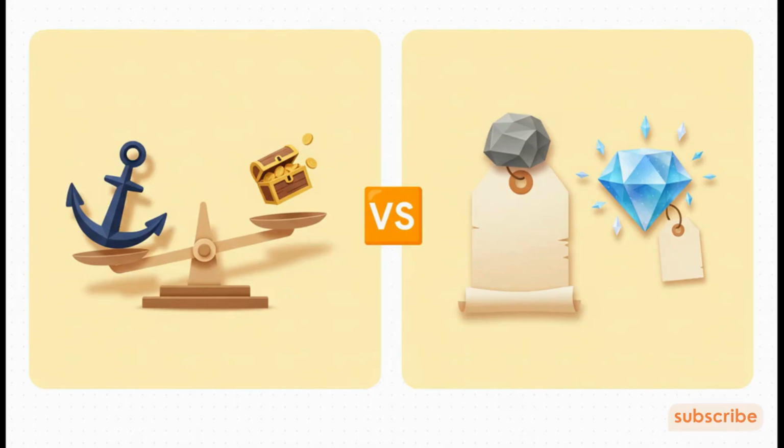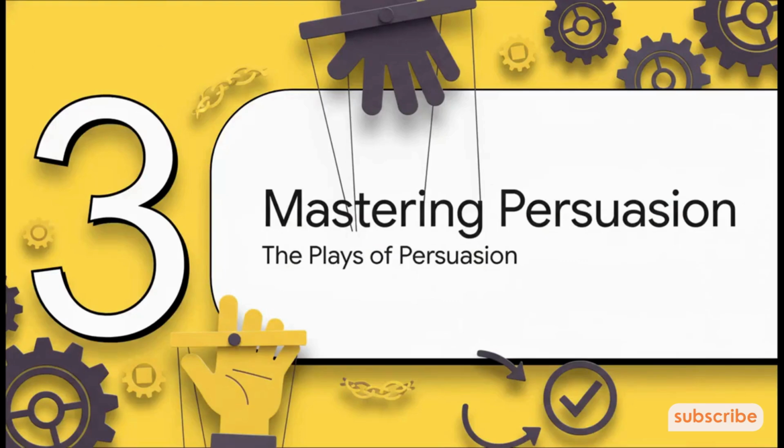Here we have two really powerful ways to frame a request. On the left, you've got anchoring. This is where you start with a really high number, like a crazy high price, to make what you actually want to ask for seem way more reasonable. And on the right, there's the contrast principle. This is where you show an expensive option first, so the next one you show looks like an amazing deal, just by comparison.